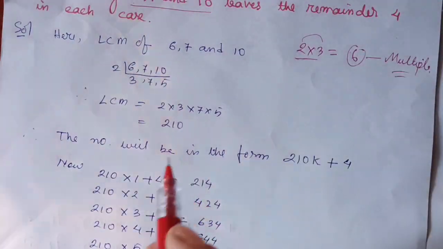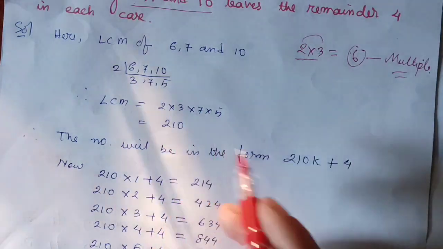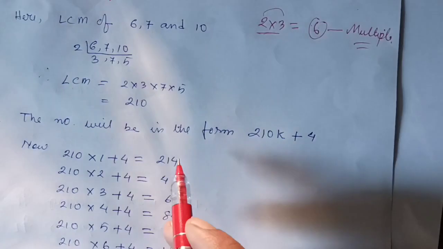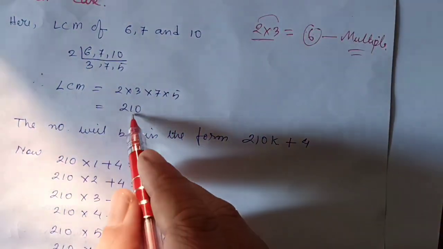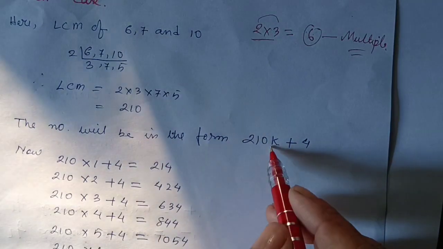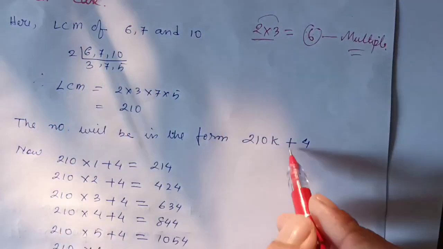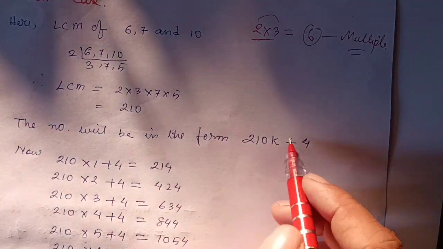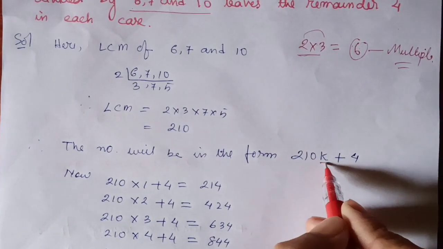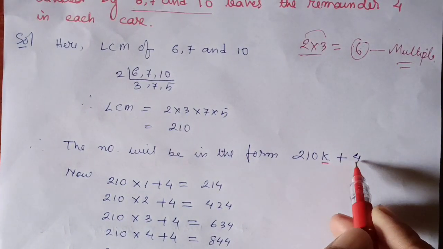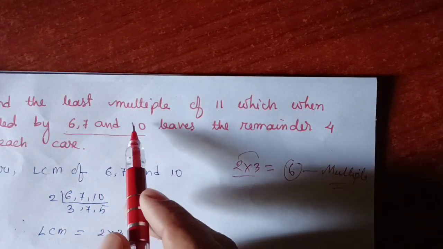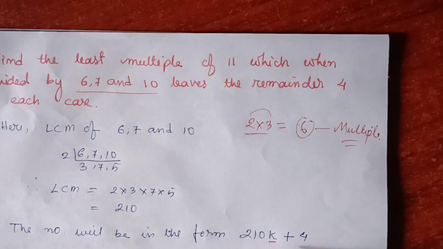So this 210, we are going to take the timetable for this 210. So the numbers will be in the form of 210. Since we get 210, we write 210, and since these are the divisor, we write plus. Then we don't know the numbers. So this k will be the unknown number. This plus 4 is from the remainder. So since divisor is given, remainder we should do plus.